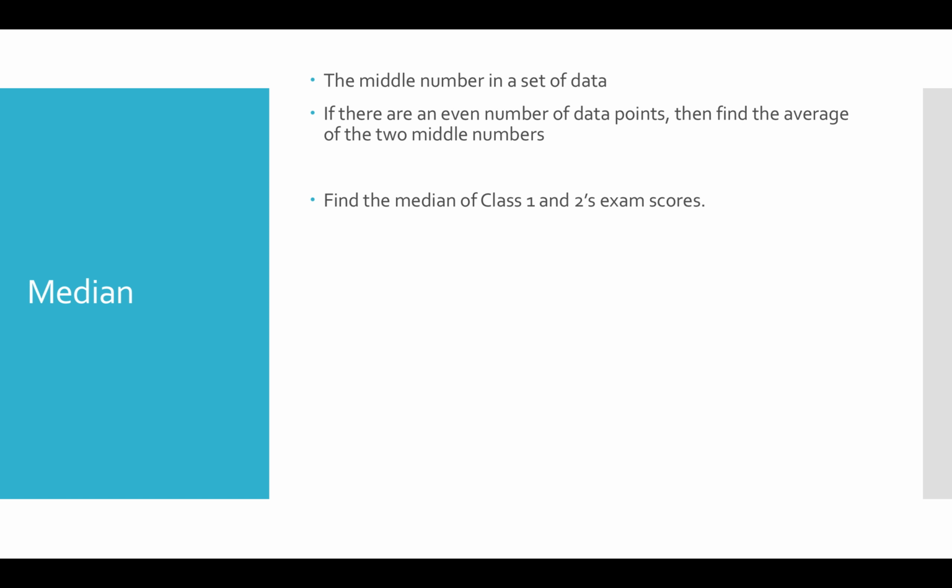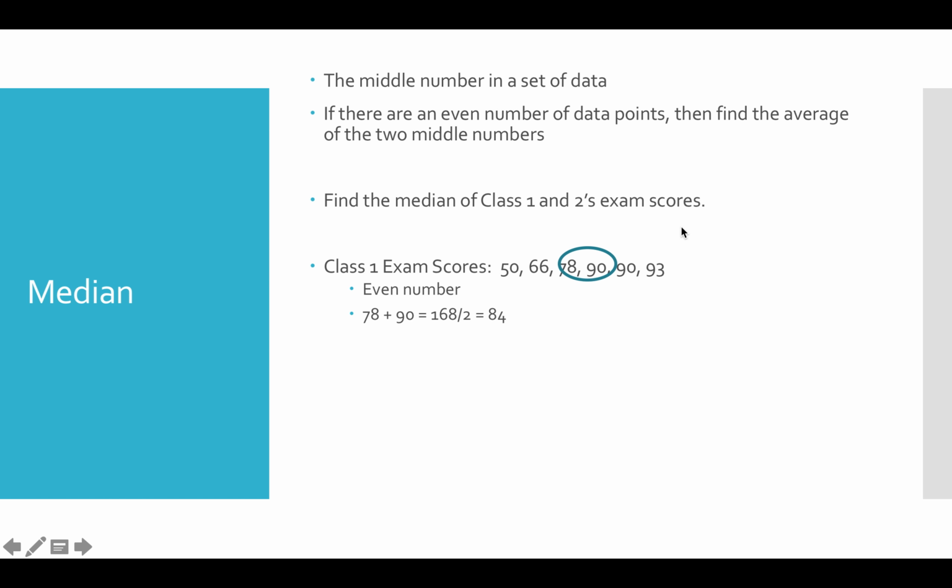So let's look at class 1 and class 2. Class 1 has 6 numbers in it. So that means I'm going to have an even number of data points. So I'm going to take the middle of 78 and 90. So I add those together and divide by 2 to get 84. Class 2 has an odd number of data points. It has 5. Makes it a lot easier. 83 is my answer. I don't have to worry about adding and dividing by 2 because it was an odd number.